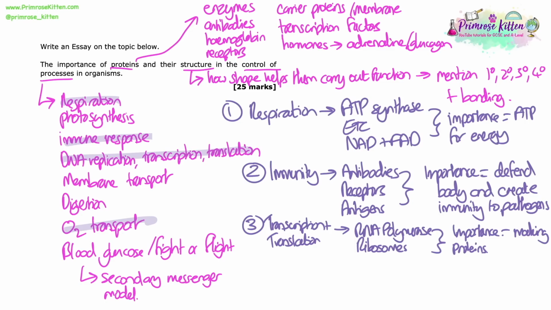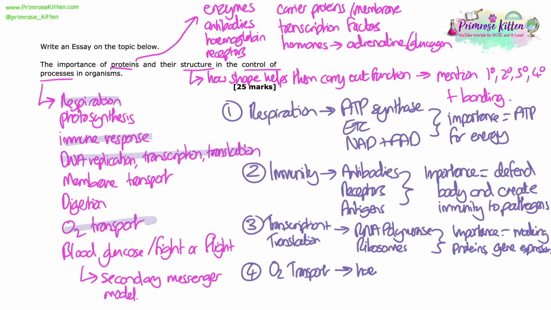Immunity. I'm going to mention antibodies, I'm going to mention receptors, and I'm going to mention antigens. They are all proteins, and they're all relevant, and they'll be easy to talk about in the process of immunity. The importance of immunity, again, a nice easy one: defends the body, creates immunity to pathogens, helps us survive.